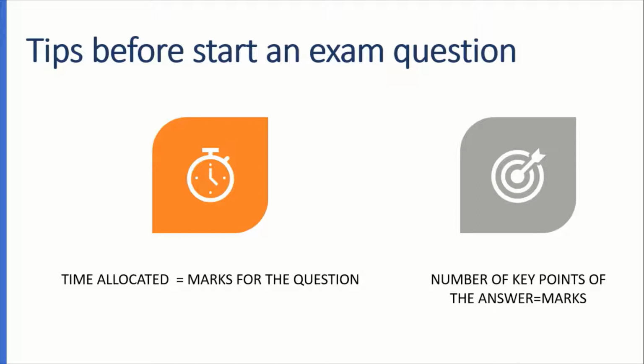Then the other thing is the number of key points should be equal to the number of marks allocated. So let's say there's a part of a question which has 3 marks allocated. So the number of points that is expected by the examiner would be 3. 2 marks, 2 points. 1 mark, 1 point. So the number of points depends on the amount of marks allocated for the particular part of the question.